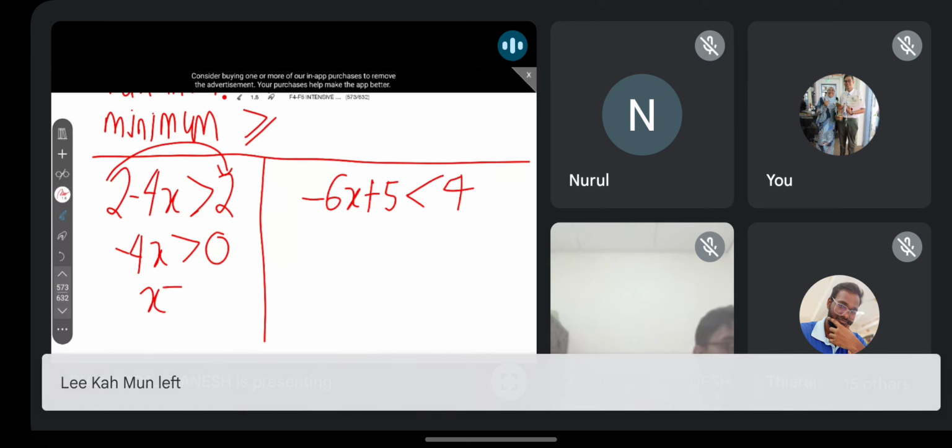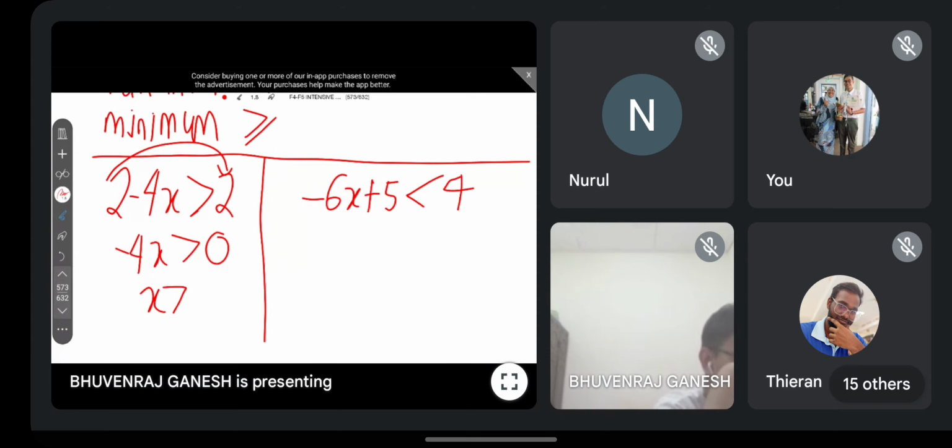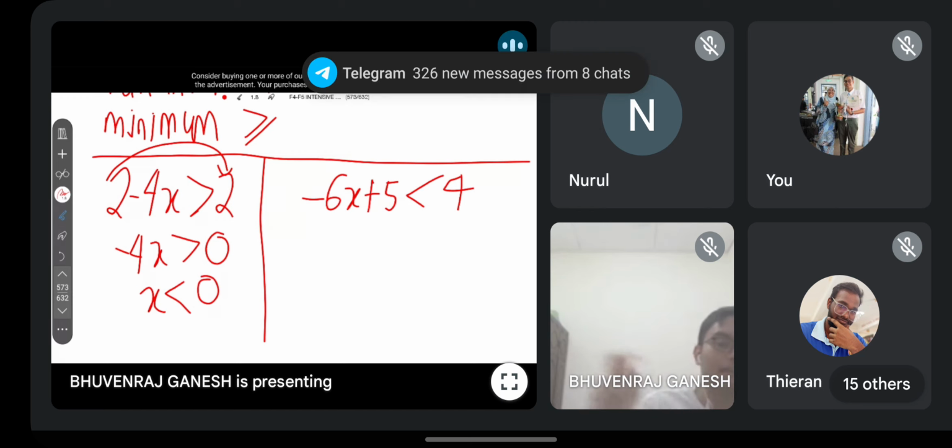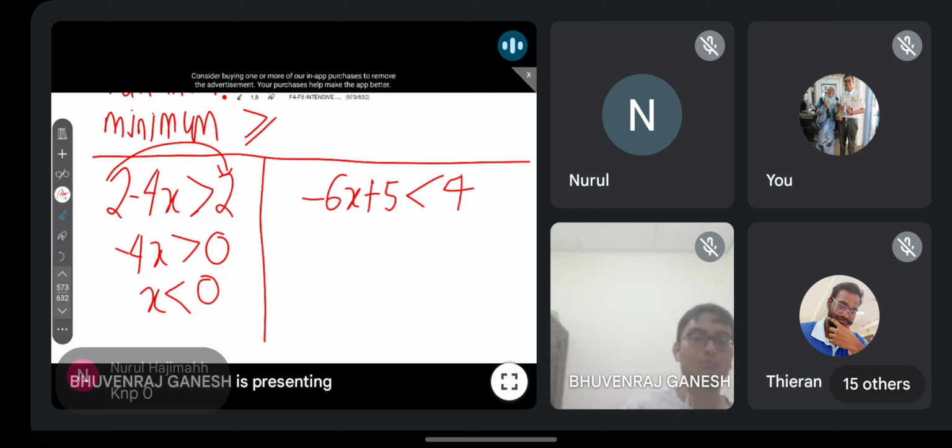So then you will get x is greater than... Oh, wait. Yeah, okay, correct. You must change the symbol also for this one. Even though it is 0 divided by a certain number, you must still change the symbol, so less than 0. Anytime you divide by a negative number in an inequality, you have to change the symbol. 0 divided by negative 4 is 0. If 0 is on top, divided by any number it is still 0.